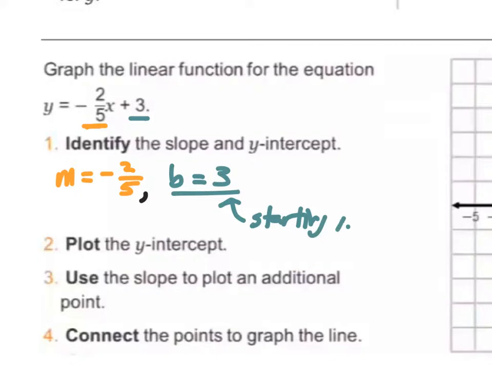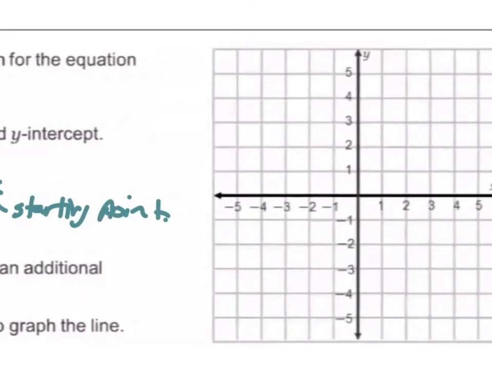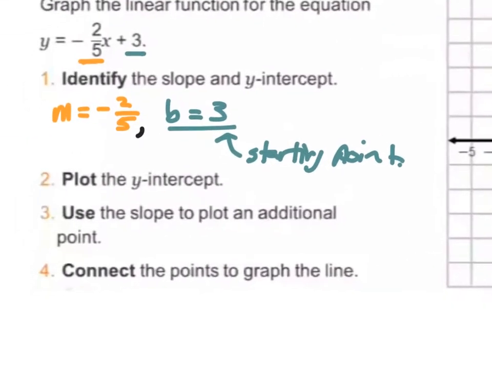So I'm going to come over here along the y-axis. I need to locate the value of 3, and I'm going to plot that point right here, that we have a value of 3, okay? Now the next thing I do, it says use the slope to plot the additional point. Now remember, my slope is negative 2/5, and so the slope is either going to be positive, negative, 0, or undefined, okay? And because the slope is negative, it's going to be going this way, all right?